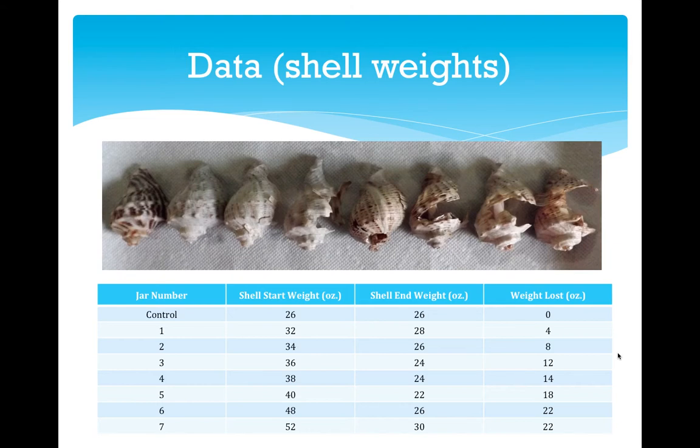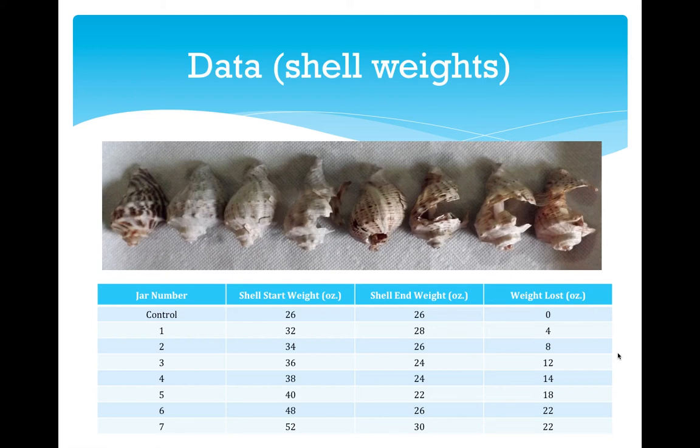That being said, here are the shell weights that I took at the beginning and at the end, and this shows a definite trend in that more acid dissolves more shell material in the same amount of time as does lower acid. So, in the control jar, the shell lost no ounces. However, in the last jar, the jar with the most acid, it lost 22 ounces. Same for the second to last jar. This seems to corroborate my suggestion that higher acid levels in the ocean do more negatively affect the calcium carbonate shells of marine organisms.